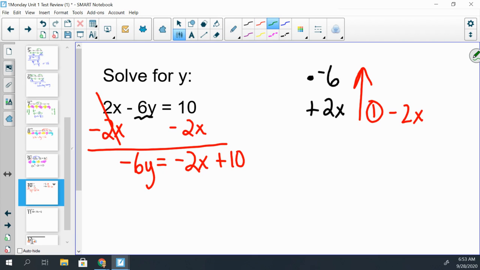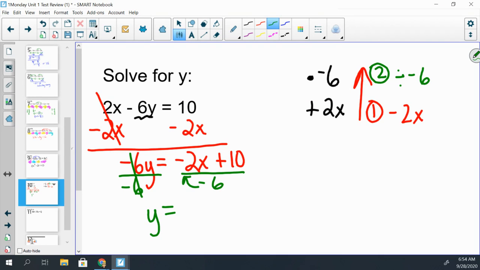All right. So the second thing I need to get rid of is the -6. And it's being multiplied, so I need to divide both sides by -6, just like I would for a two-step problem. Okay, so I'm left with y equals. What we have to remember is we're dividing into both parts. So -2 divided by -6. Negative over negative is positive, and I can simplify by dividing both of them by 2, so I'd have 1/3 x.